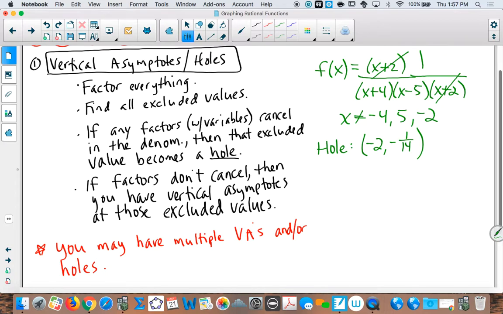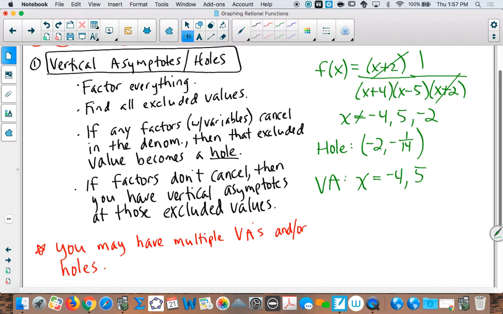So, the hole's done. We have 2 other excluded values. Are they going to be holes or asymptotes? Asymptotes. And again, they're vertical, right? So our vertical asymptotes will be x equals negative 4 and 5. These are lines. X equals. You can separate it with commas. You can write out x equals twice. It's all good, okay? So each excluded value must be represented either by a hole or by an asymptote. It cannot be both things.